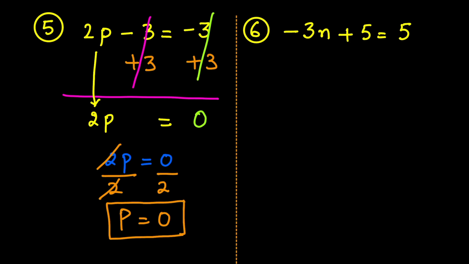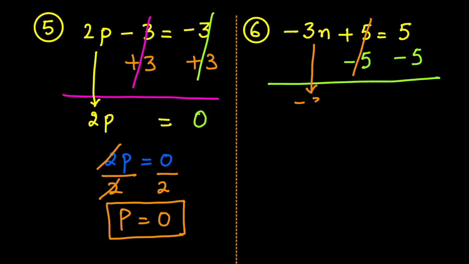Example 6. Minus 3n plus 5 equals 5. So n is the variable, the coefficient is minus 3, and here we have plus 5. To isolate the variable, first step, we subtract 5 on both sides. 5 and negative 5 cancel out. So we write minus 3n equals 5 minus 5. We can cancel it, or we can write 5 minus 5 as 0 here. So we get minus 3n equals 0.